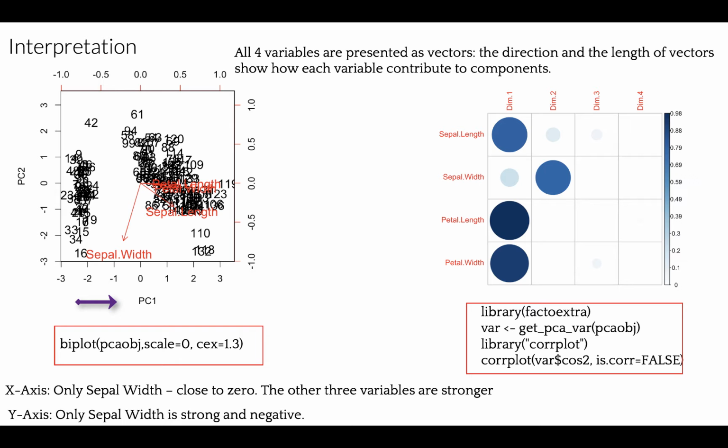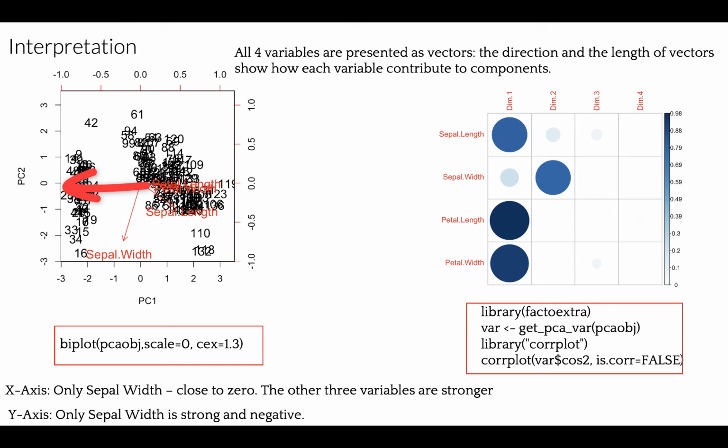So if you look at x-axis on the left plot, which is PCA1, we notice that sepal width variable is very close to 0, and also it has a negative direction. The other 3 variables are much stronger, and they are all positive. On y-axis, which is PC2, only sepal width is shown, but also show negative direction. The other 3 variables are close to 0.